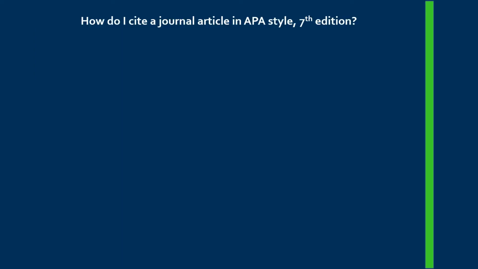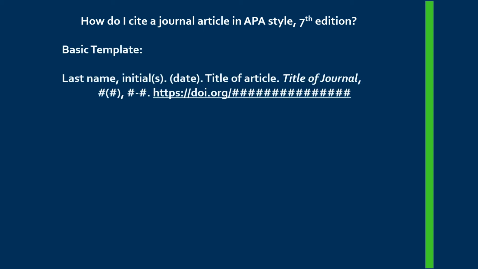So, how do I cite a journal article in APA Style 7th edition? Here we have a basic template for citing journal articles, also called periodicals. APA Style always begins with the author. Include last names followed by initials. The date always comes next in parentheses. After the date, include the full title of the article. Then comes the full title of the journal, followed by the volume number, issue number, and page range.